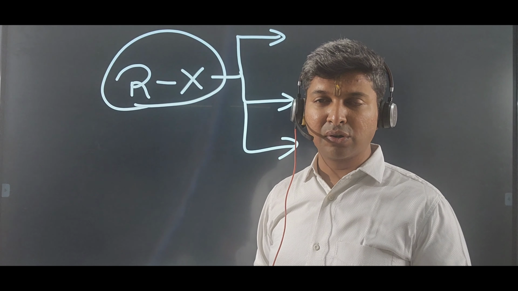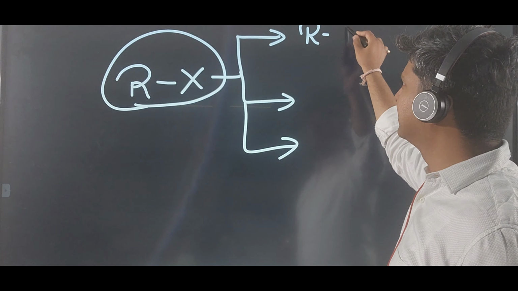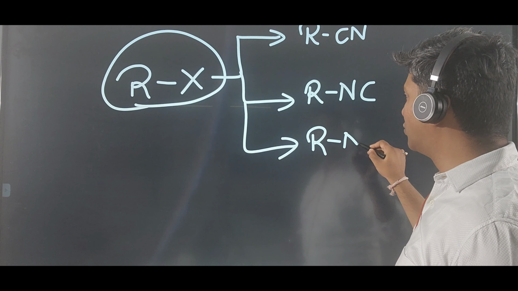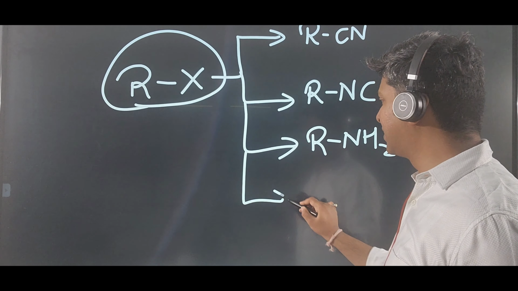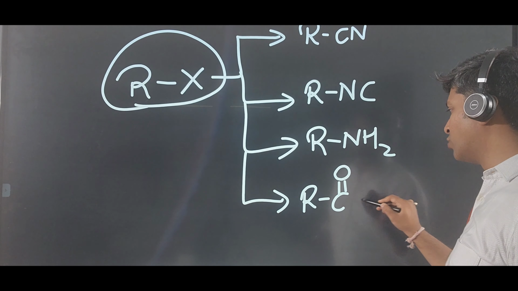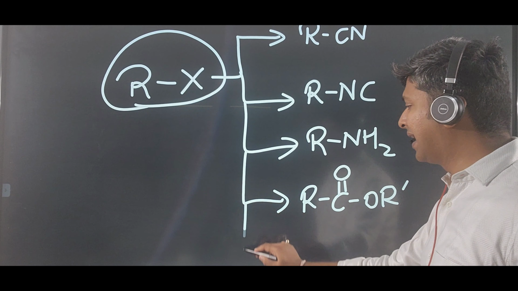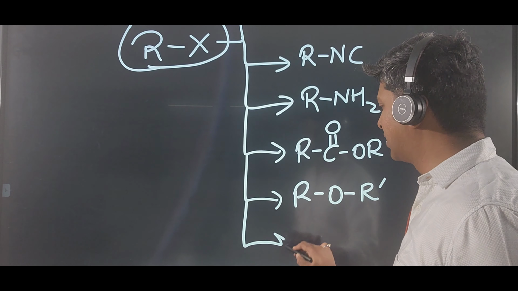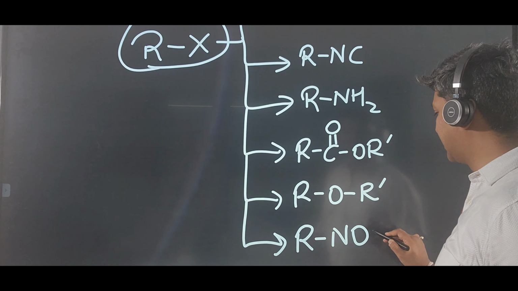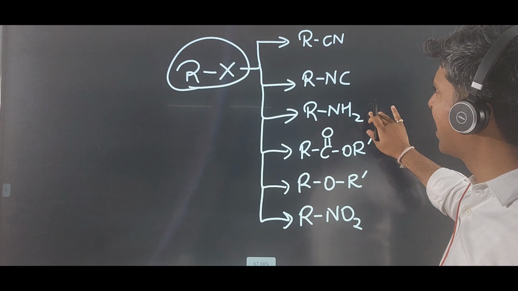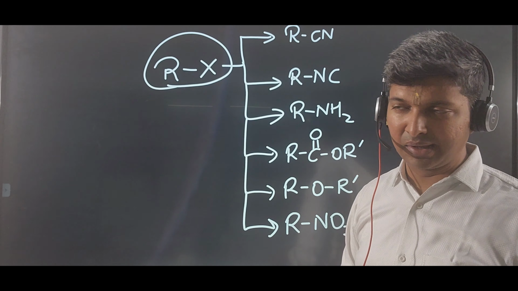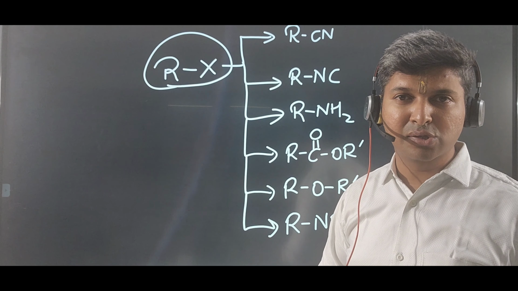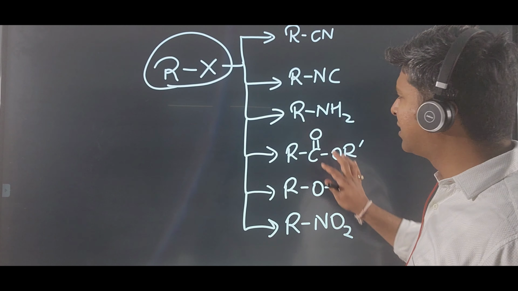So, haloalkane is a functional group which can be converted into cyanide. It can also be converted into isocyanide. It can also be converted into amines. It can also be converted into an ester. It can also be converted into an ether, and also into a nitroalkane. I've not covered alcohol over here because that we have already done in part 3. So we are going to see how we can convert haloalkane to all these different kinds of functional groups. So let us do them one by one.